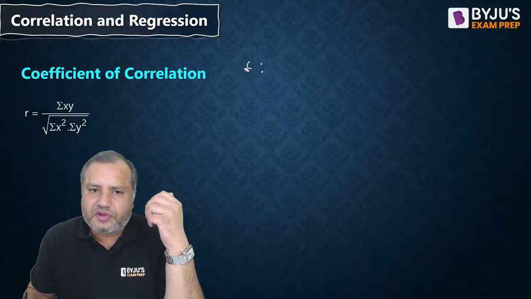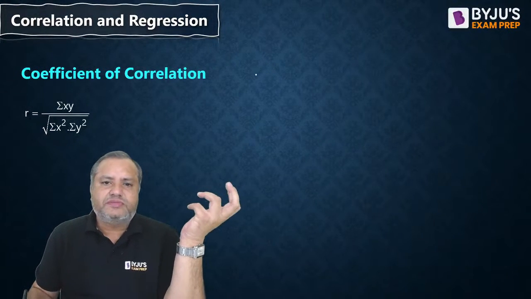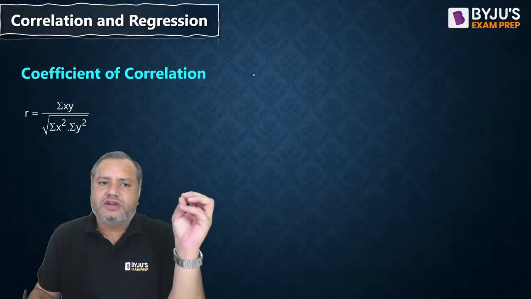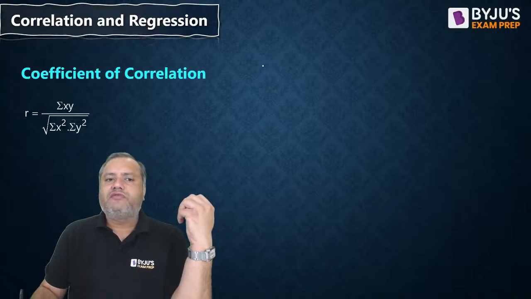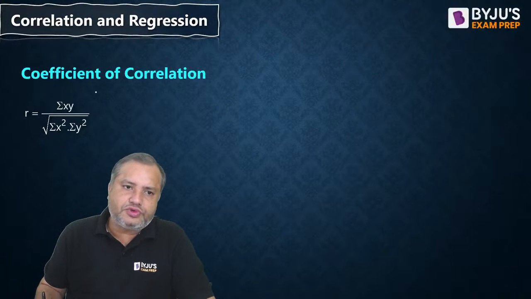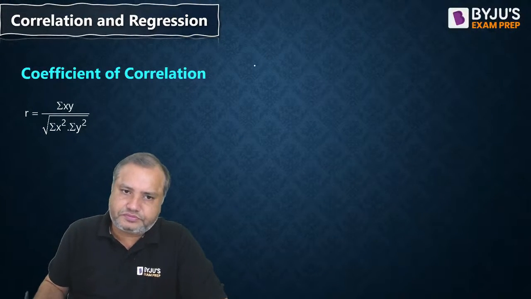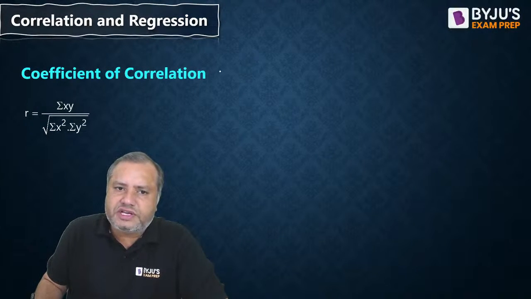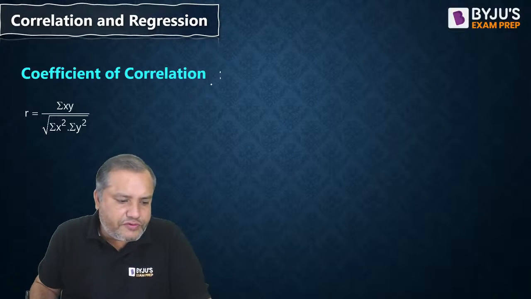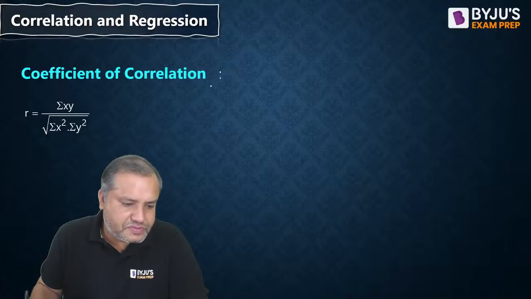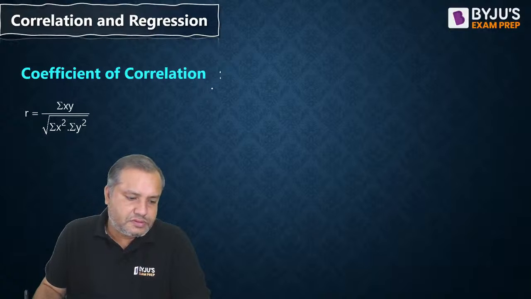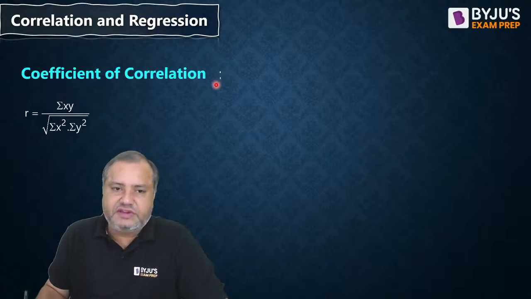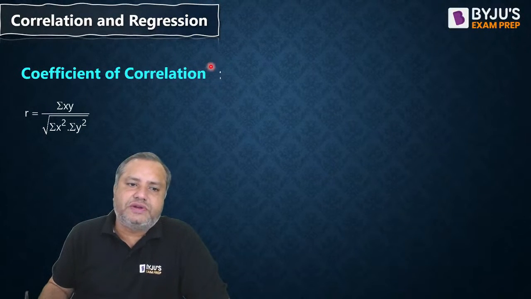Sometimes it is equally spaced, sometimes it is unequally spaced. So whenever you have equally or unequally spaced data and you want a degree of comparison between them, we should go for the coefficient of correlation. The coefficient of correlation is the parameter which gives us the degree of comparison between x and y.